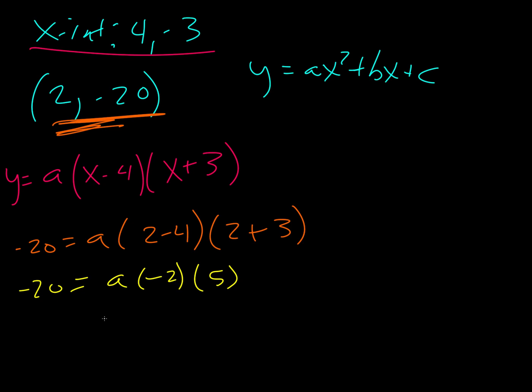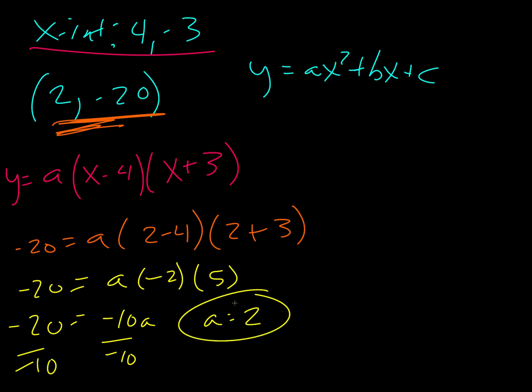So if we multiply those, we get negative 10a, negative 20, divided by negative 10. So a equals 2. So we plug in a 2 here. So y equals 2, x minus 4, x plus 3.